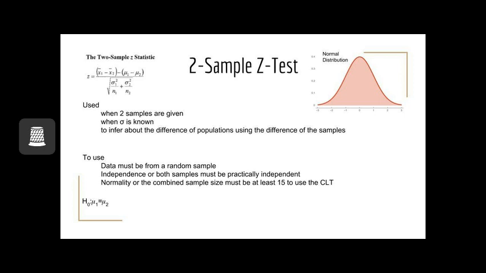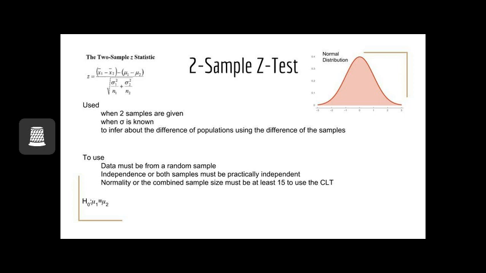The two sample z-test is when two samples are given, obviously, and when the standard deviation of the population is known. If the standard deviation of the population is unknown, you would have to use a two-sample t-test. And the two-sample z-test infers out the difference of population using the differences of samples.